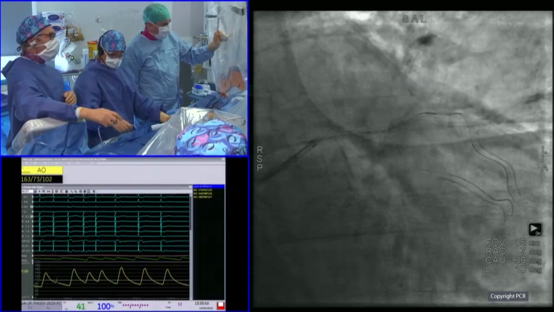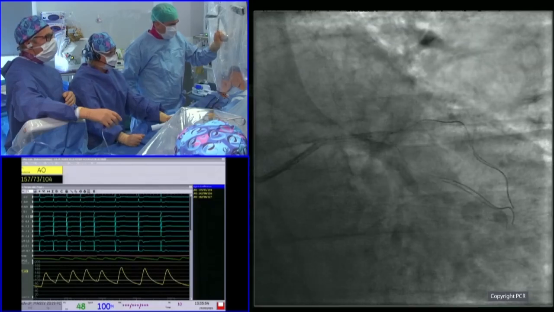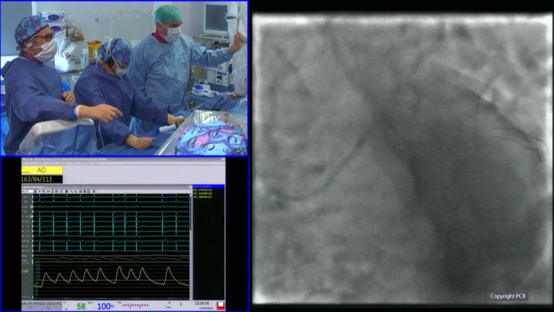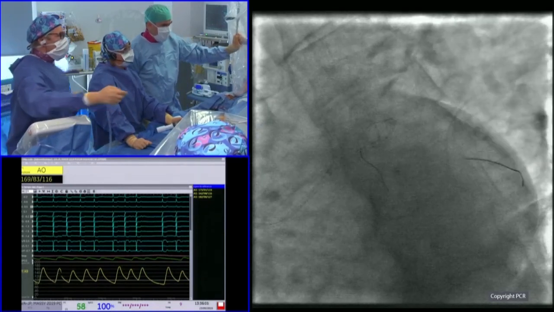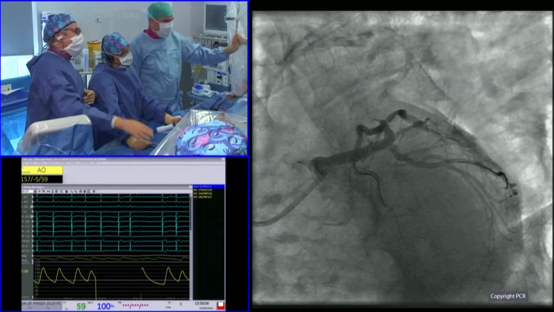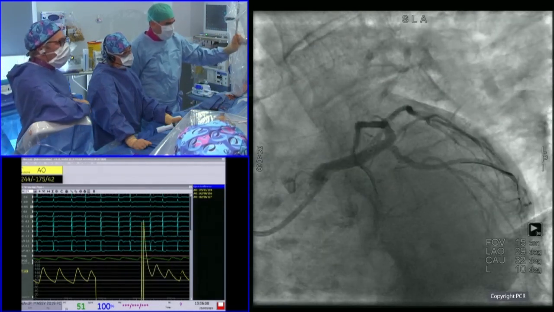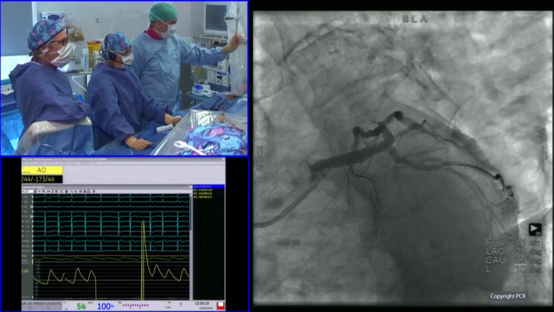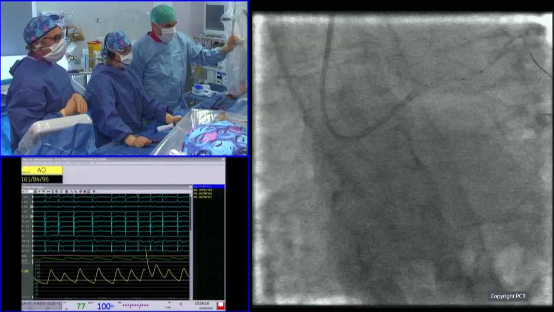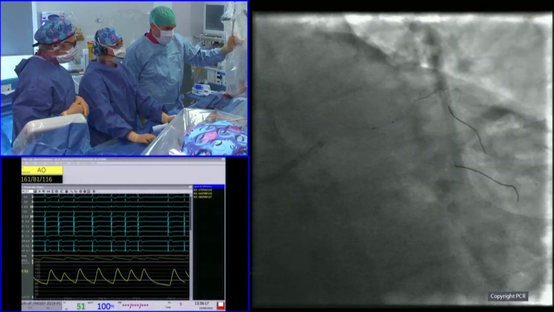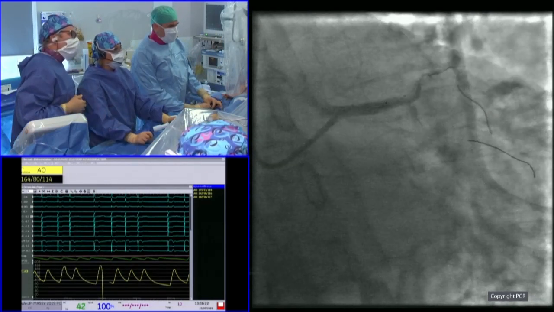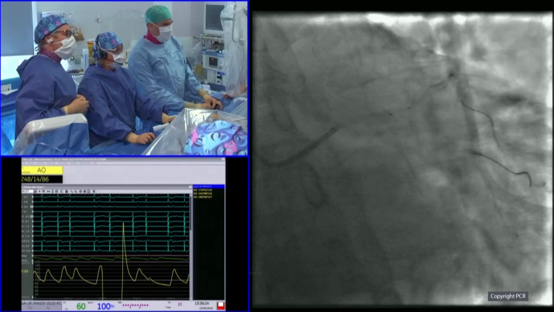So you place the distal marker in the mid of the side branch. Distal marker at the carina. Yeah, at the carina. So maybe it's not enough. We'll see. Okay, so maybe 1 millimeter more. It's a 4.5 balloon, huh? Yeah, 4.5. Okay, perfect. Inflation.